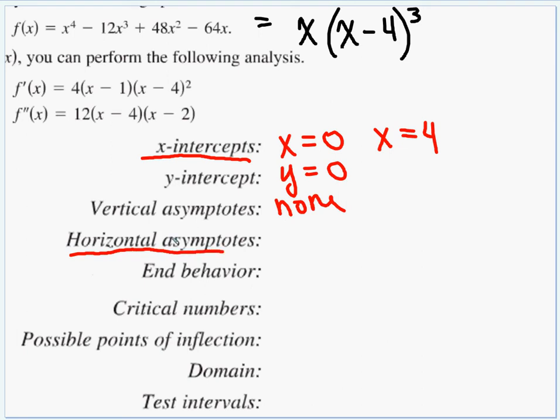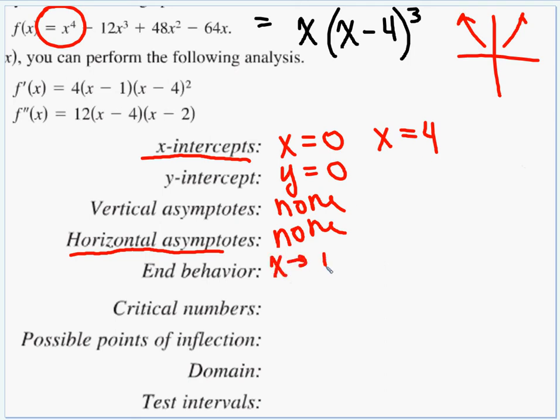Horizontal asymptotes: remember that is the power struggle between numerator and denominator. There is no numerator and denominator, so there are none of those. End behavior: remember x to the 4th. So on a graph, it's going to look like this, up to the left, up to the right. As x approaches plus or minus infinity, y is approaching positive infinity. So there's our end behavior.